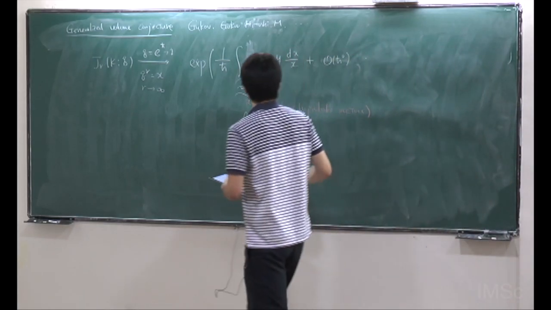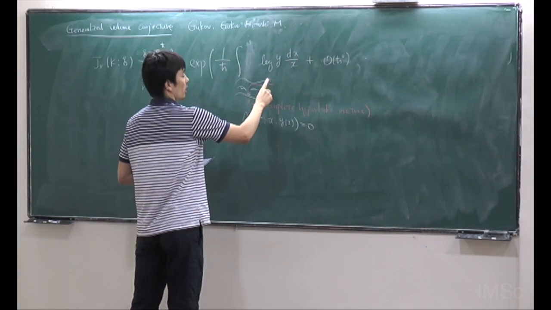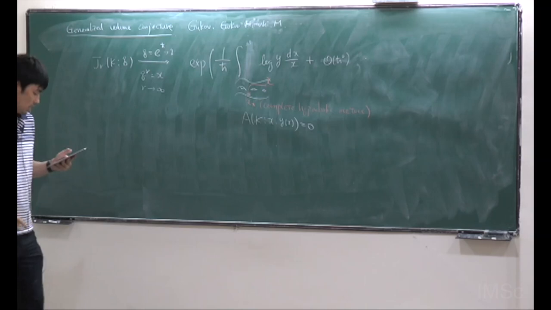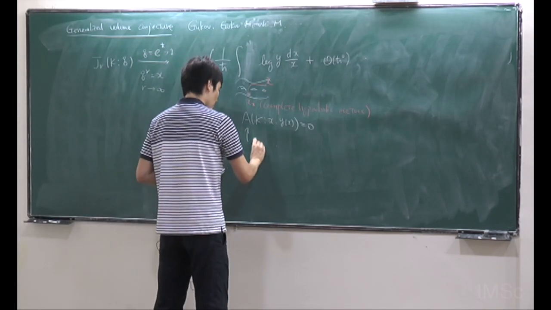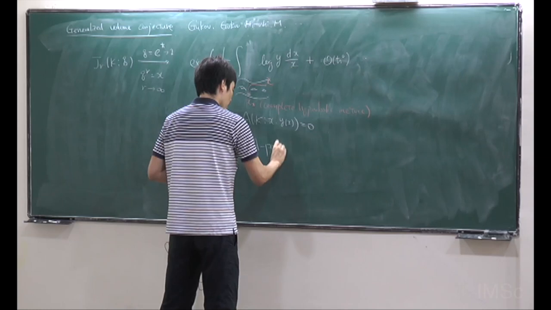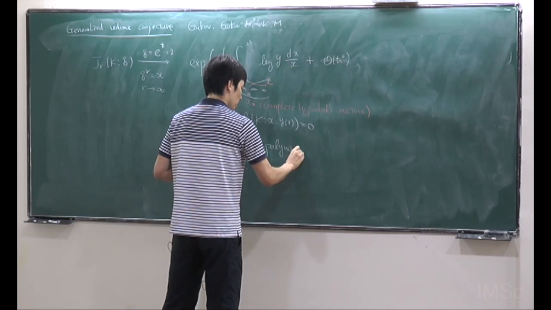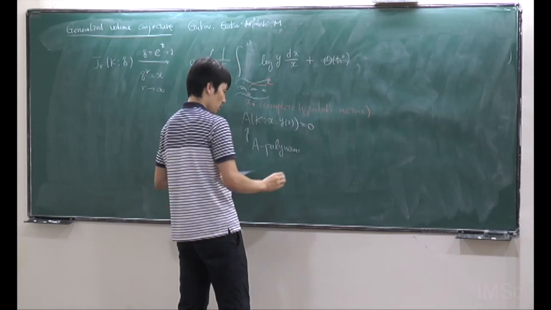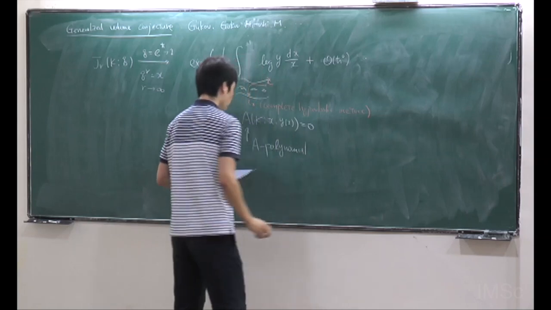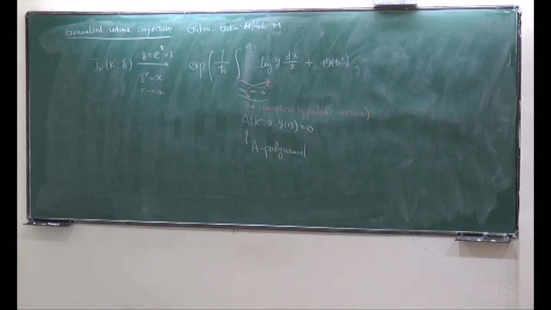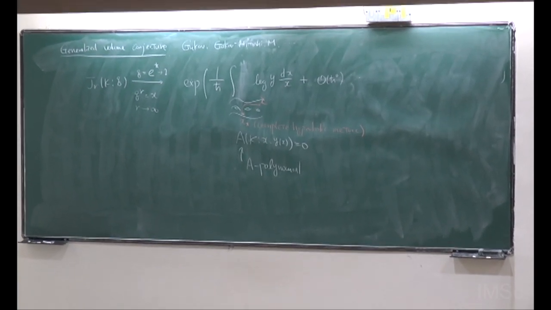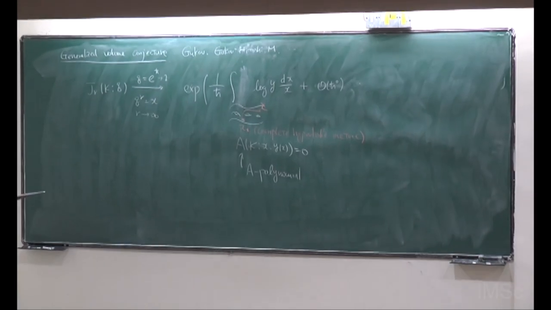So the complete hyperbolic metric and a deformation to the incomplete hyperbolic metric. And this A is called, I don't like this name, but it's called the A polynomial. I mean, it doesn't search in Google very nicely. That's why I don't like this name. I'm going to explain what this A polynomial means.